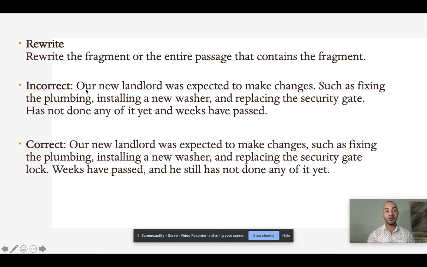Well, in this case, our first sentence, our landlord was expected to make changes, that's a complete sentence. We have our subject, which is landlord, and our verb, which is was expected, and then we have the complete thought.